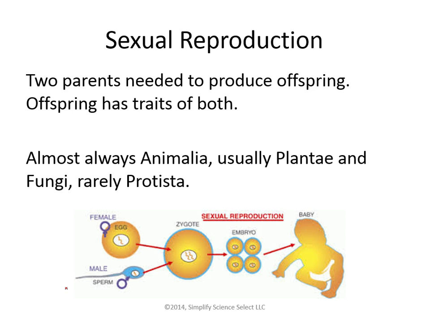Sexual reproduction is when you need two parents to produce offspring. This almost always happens in Animalia and very frequently in Plantae and fungi, very rarely in Protista. Sexual reproduction is preferred because of all the extra genes you get from having two parents.